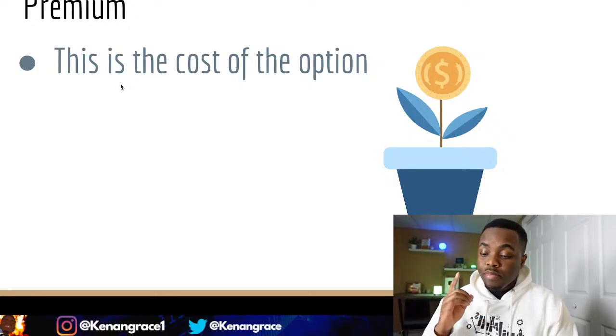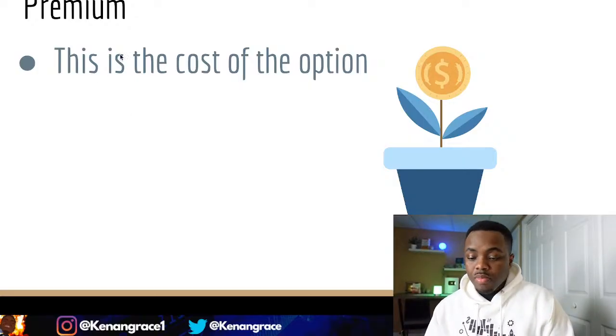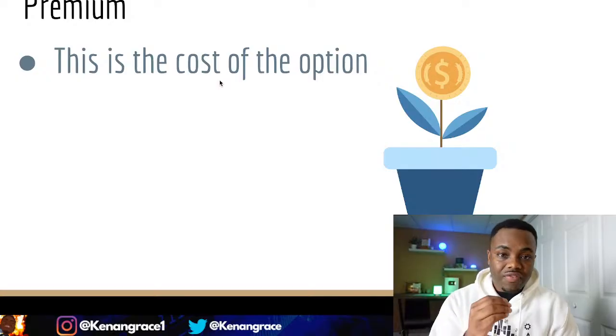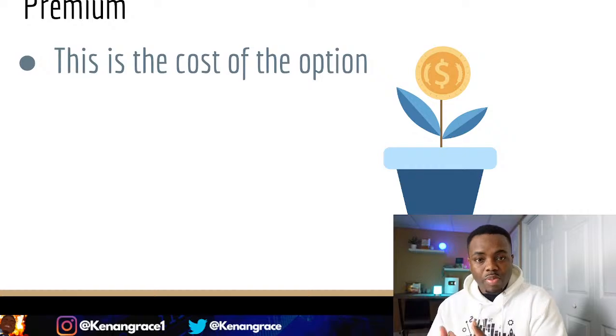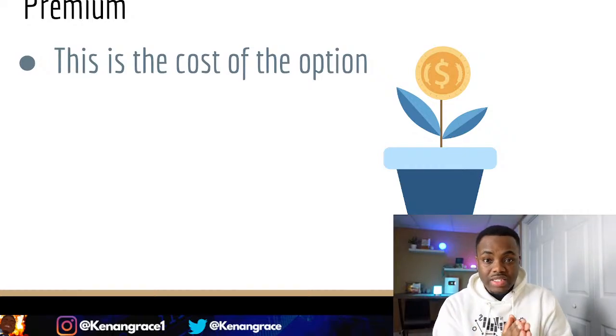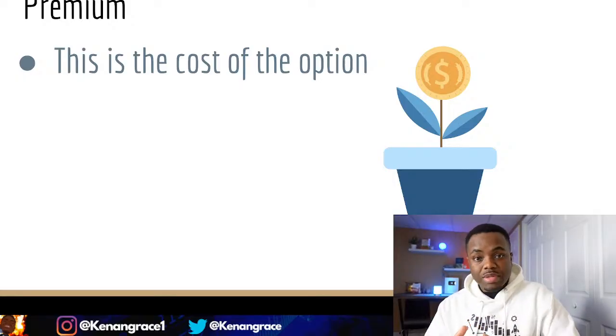All right, now, premium. What is a premium? A premium is the cost of the option. So when you go and buy an option, that's called the premium, whatever you paid. If you notice that the ask price is $100, then this is the premium. Whatever you pay for the option, that's the premium.